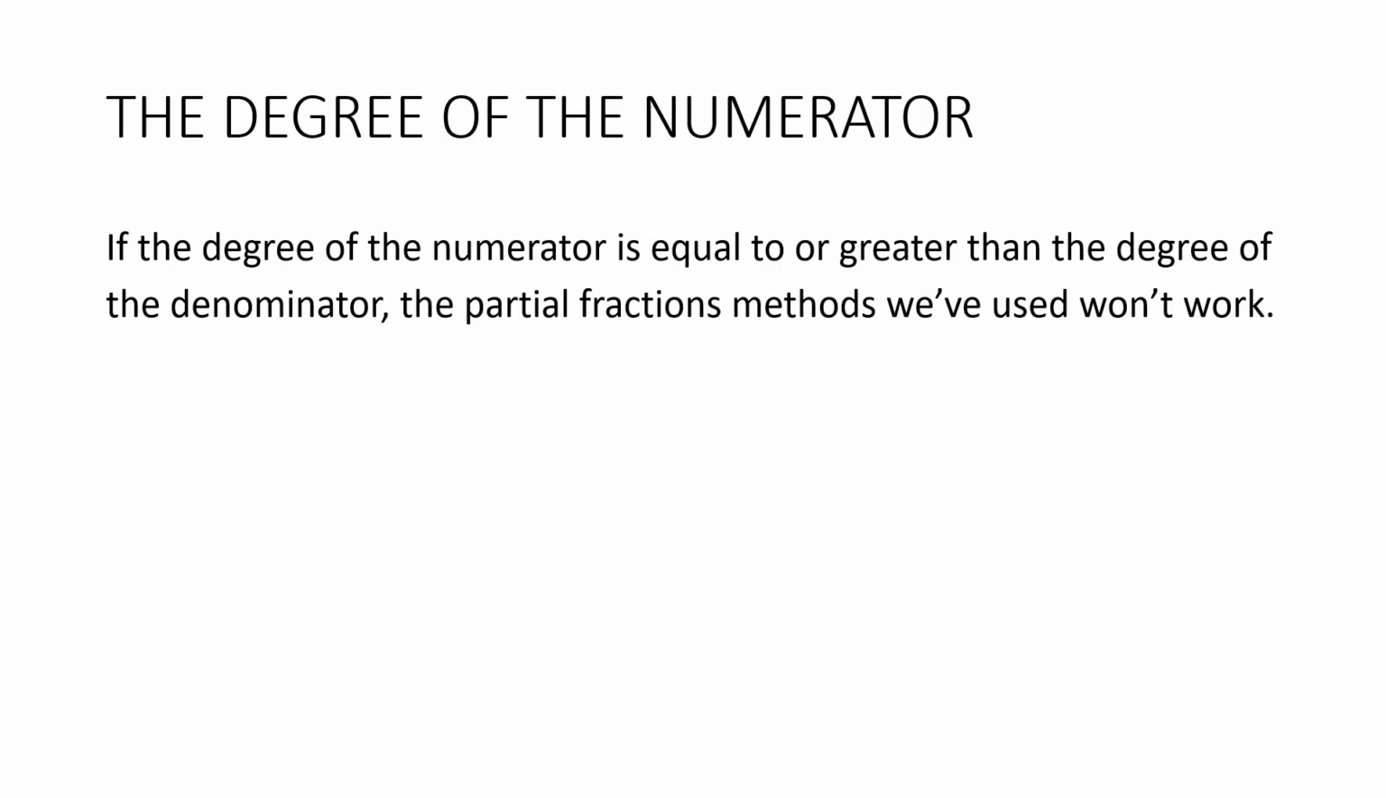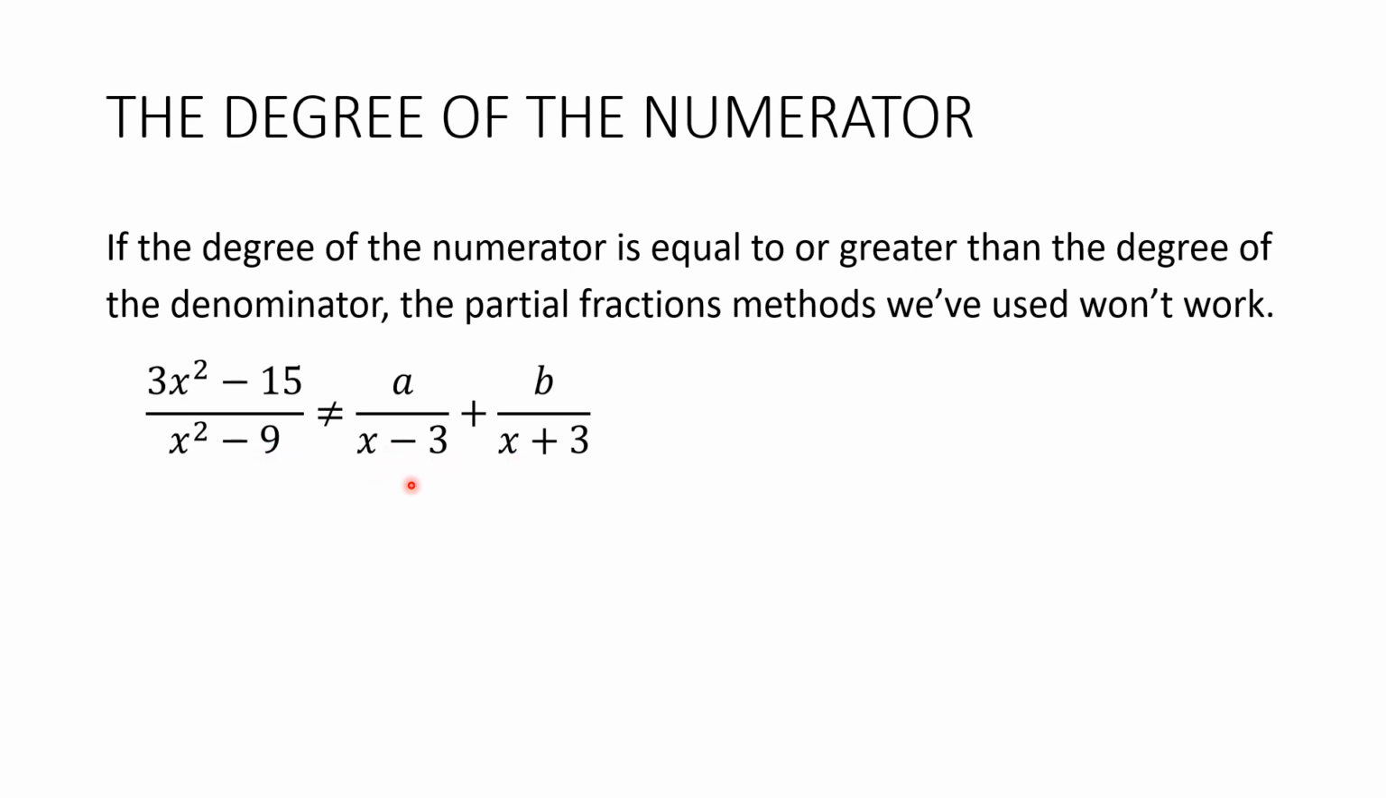Now just before we finish off, I want to mention one thing. If the degree of the numerator is equal to or greater than the degree of the denominator, then all the partial fractions methods we've been using won't work. Like this example. We can never write this in this form. Think about it. A multiplied by x plus 3 plus b multiplied by x minus 3 is never going to generate an x squared term. What we need to do is reduce this numerator down.